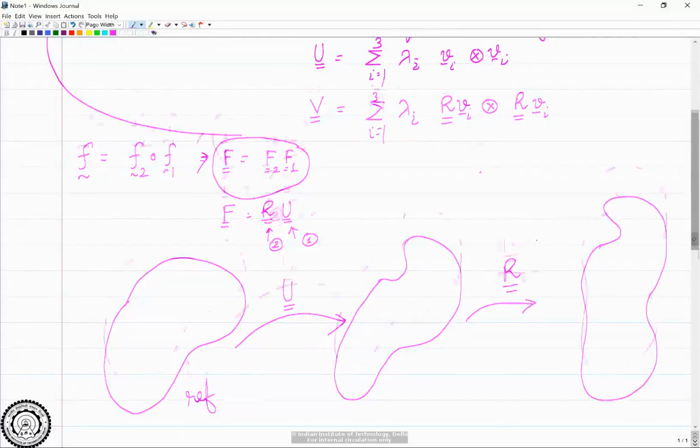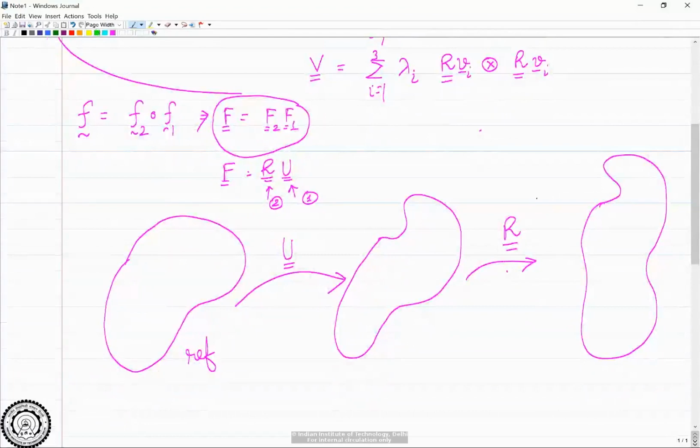But you see, this second step, big R, is not a rigid rotation. Can anyone tell why it is not a rigid rotation? Anybody? Because sir, this is occurring inside the body, so it is not rotating the body, it is the deformation which is occurring inside the body. If you take an element, it will deform and then rotate. It's like total deformation. Okay, I understand.